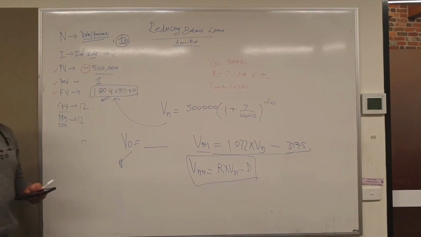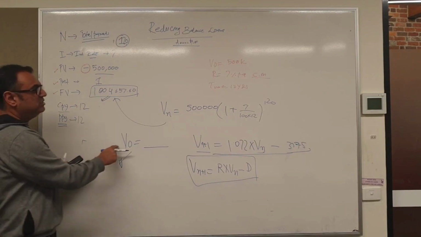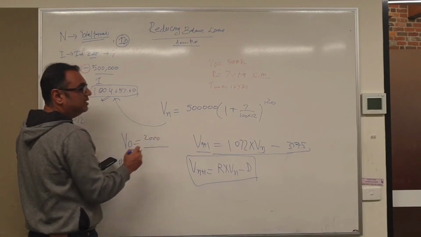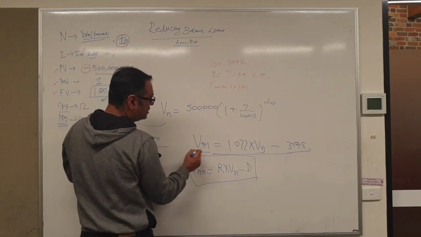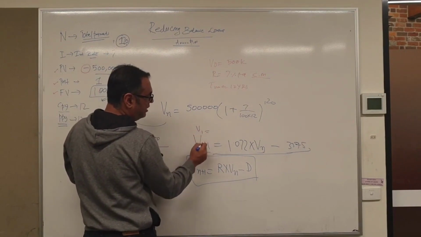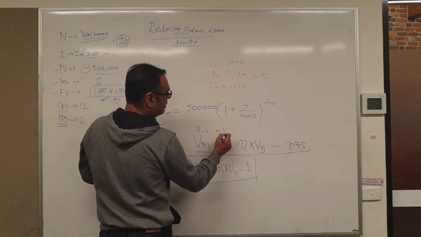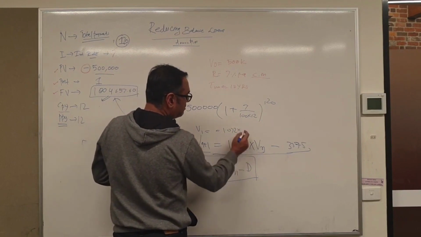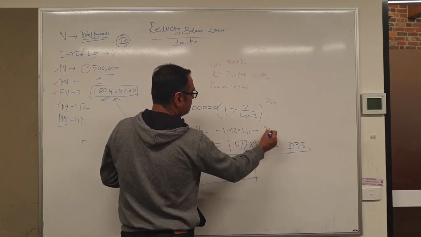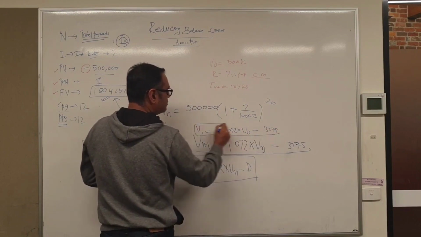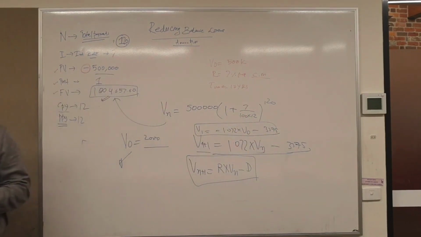So suppose I want to know V1. I know V0 is 20,000, whatever. If I want to know V1, n is 1. So I'll say V1 equals 1.072 times, this is the previous term, V0 minus 3375. And you keep going. Make sense? Sure? 100%? All right.